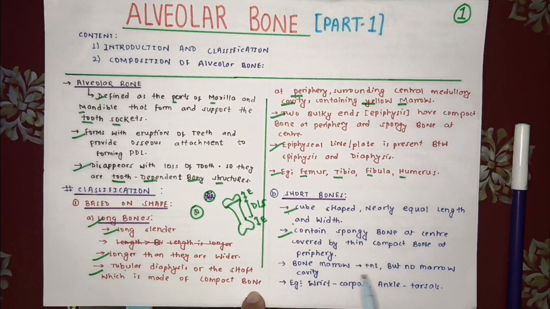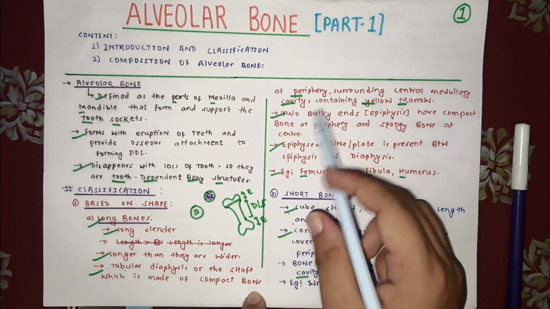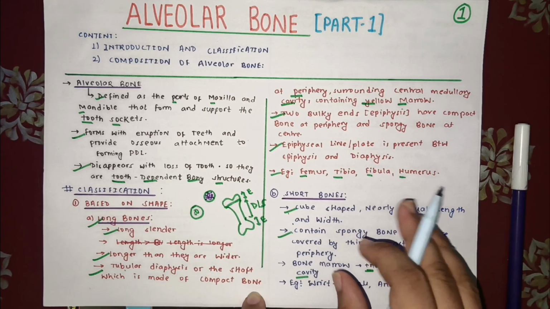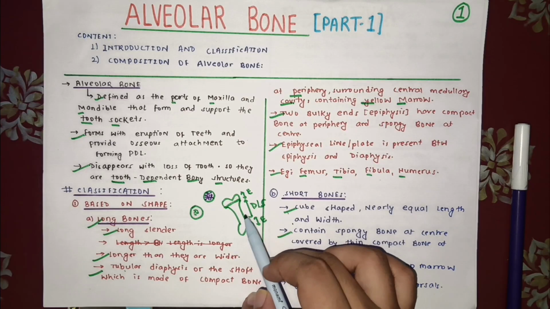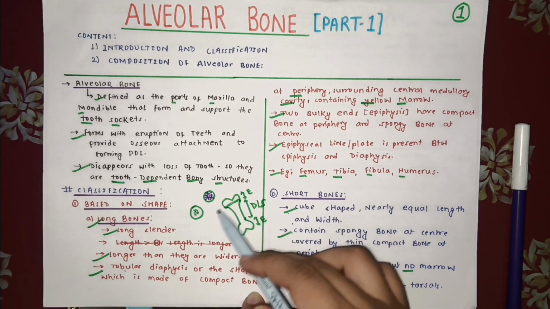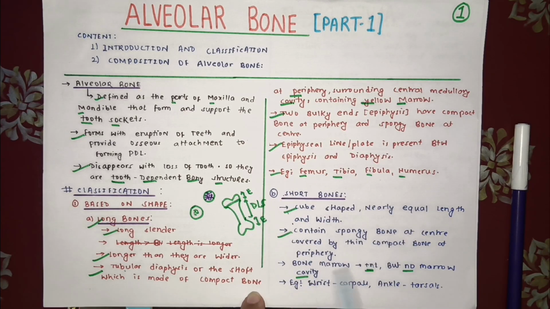After that, bone marrow is present in the short bone, but there is no marrow cavity. The marrow cavity was present in the long bone, and the bone marrow was also present. That is, yellow marrow was present in the long bone, in the diaphysis portion, but it was absent in the epiphysis portion, and here too. So bone marrow is present but no marrow cavity is there. This is a very important thing to remember.